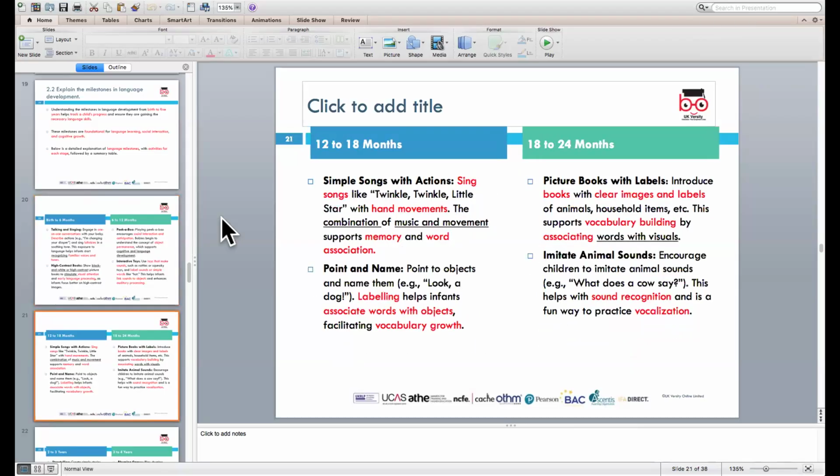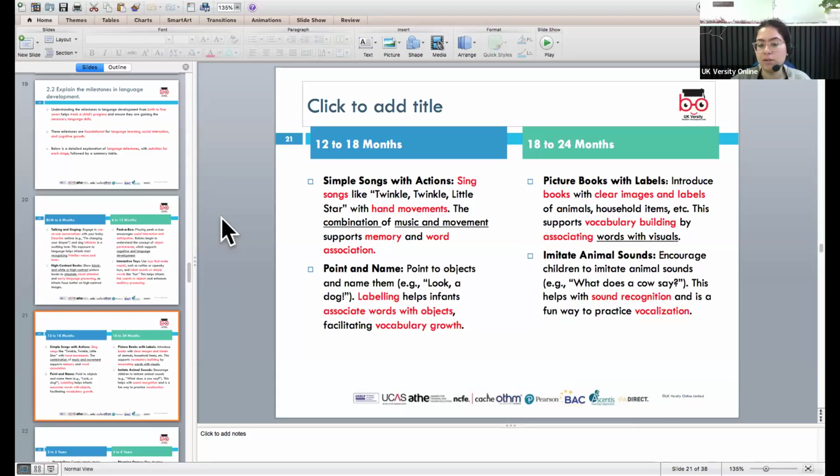Then 12 to 18 months, simple songs with actions. Simple songs like Twinkle Twinkle Little Star with hand movements. This combination of music and movement supports memory and word association. And pointing and naming. When you point to objects and name them, an example would be, look, a dog. This labeling helps infants associate words with objects, and it facilitates their vocabulary growth.